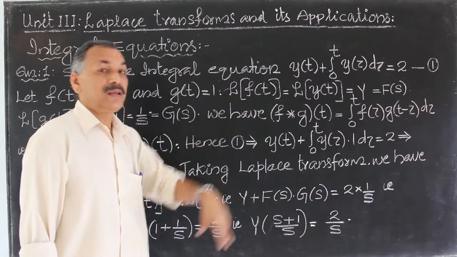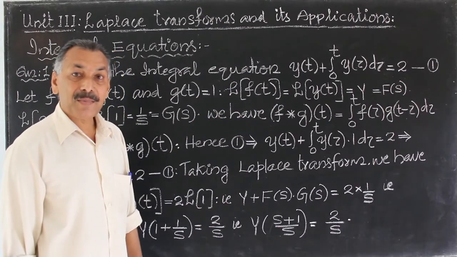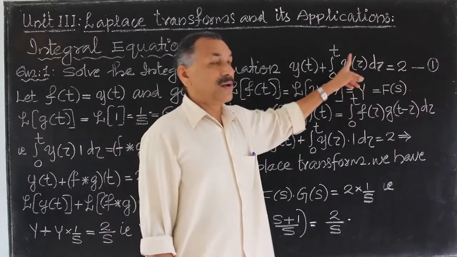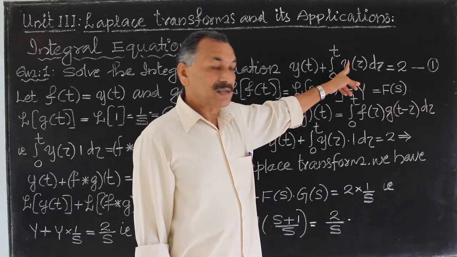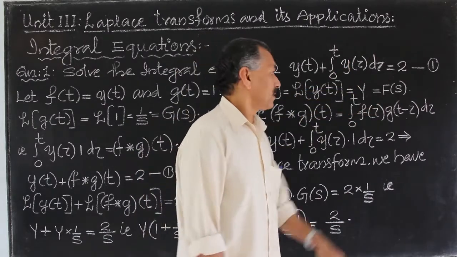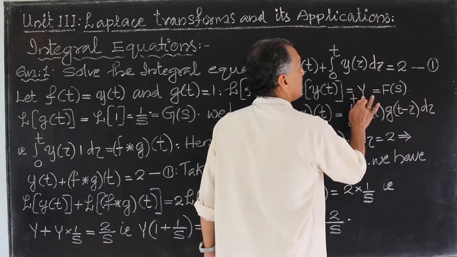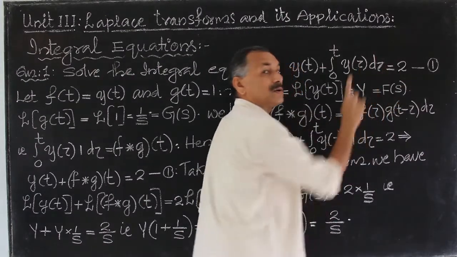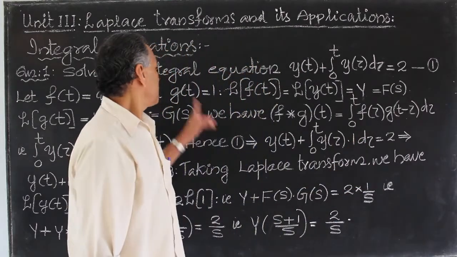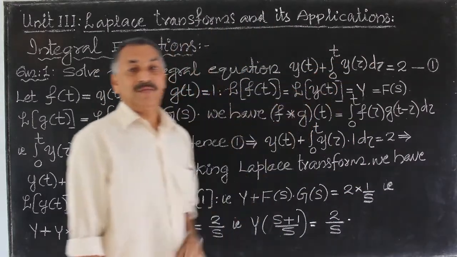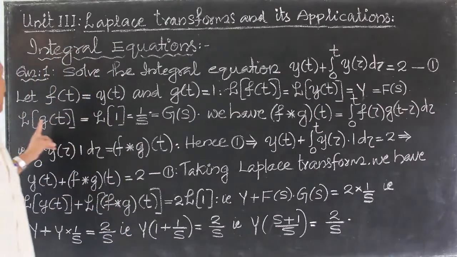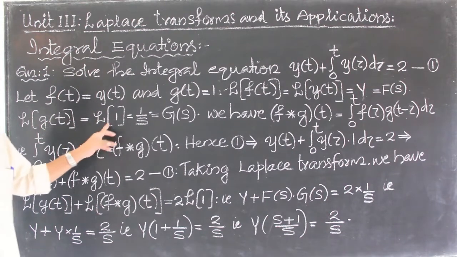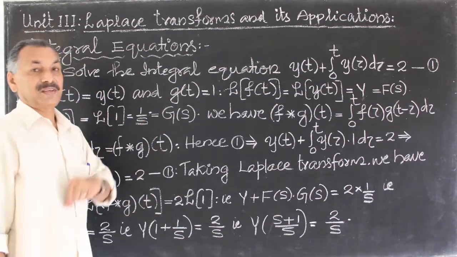Then what is L of f of t? L of f of t means Laplace transform of f of t, Laplace transform of y of t. y of t is the solution of the given integral equation. L of y of t we write capital Y. That is small f in the Laplace transform capital F of s. Similarly, what is L of g of t? L of g of t is equal to L of 1, Laplace transform of 1 is equal to 1 by s, which is capital G of s.